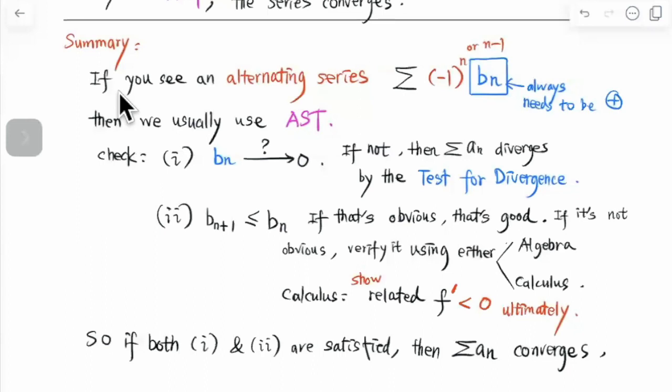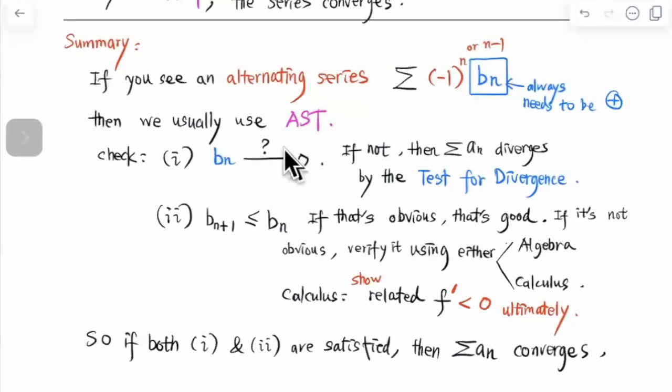Let's summarize this. If you see an alternating series, where there's an alternating sign here, and this part here is always positive, then that would suggest that maybe we can use the alternating series test. To use the test, we first check if bn, which is this part right here, goes to zero as n goes to infinity.